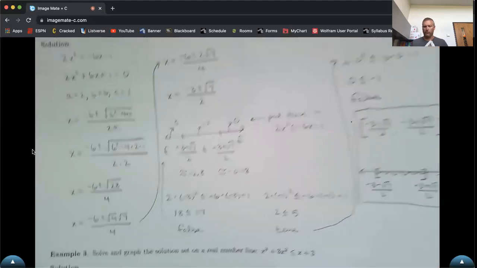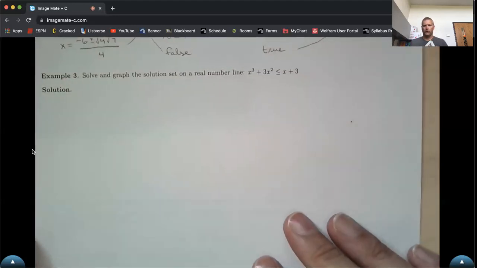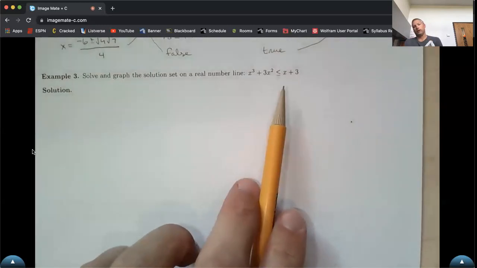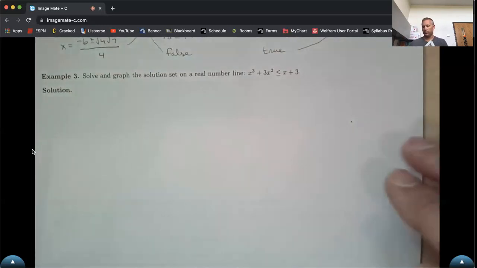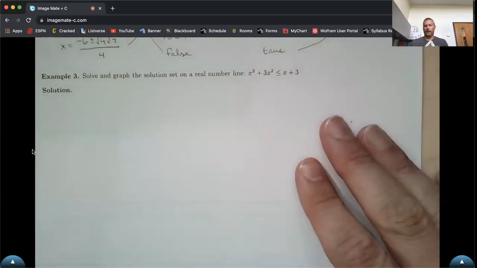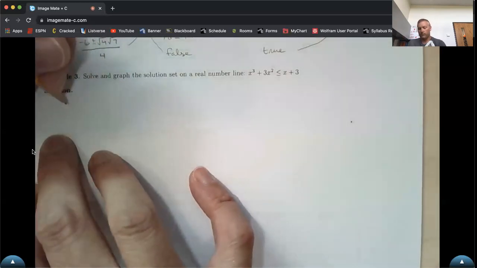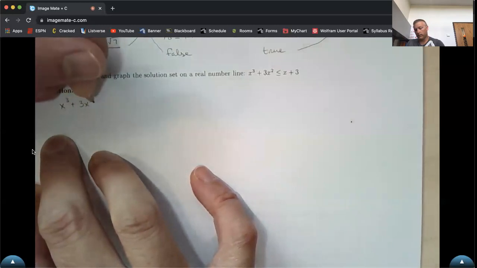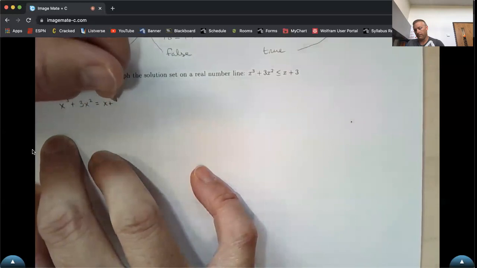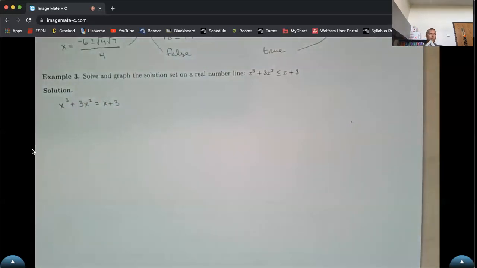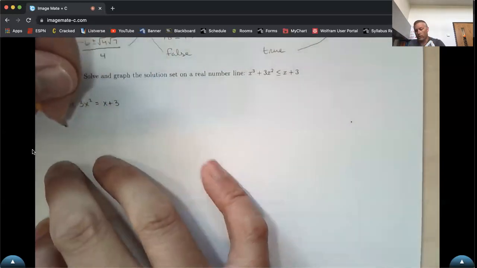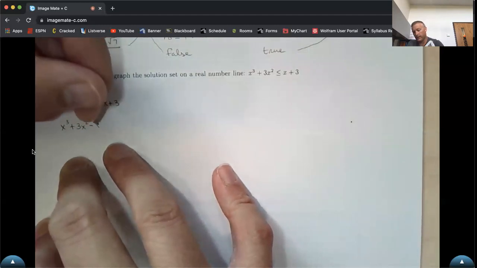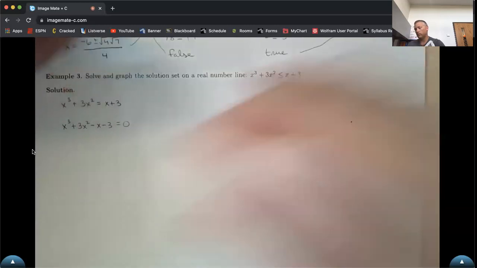So in the third example, we're going to solve and graph the solution set on a real number line here. x cubed plus 3x squared less than or equal to x plus 3. Again, let's solve an equation first. So that's x cubed plus 3x squared equals x plus 3. As usual, we'll get everything over to one side. So that's x cubed plus 3x squared minus x minus 3 equals 0.